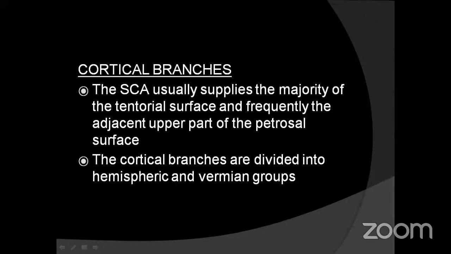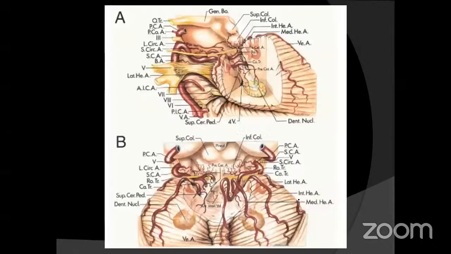The third one is the cortical branches. The SCA usually supplies a majority of the tentorial surface, as we have seen previously, and this is part of the S4 segment of the SCA. And frequently the adjacent upper part of the petrosal surface. As we have seen previously, that upper part of the petrosal surface is usually supplied by the middle cerebellar artery or AICA, but sometimes a marginal artery or a branch supplies this area as well. The cortical branches are divided into hemispheric group and Vermian group.